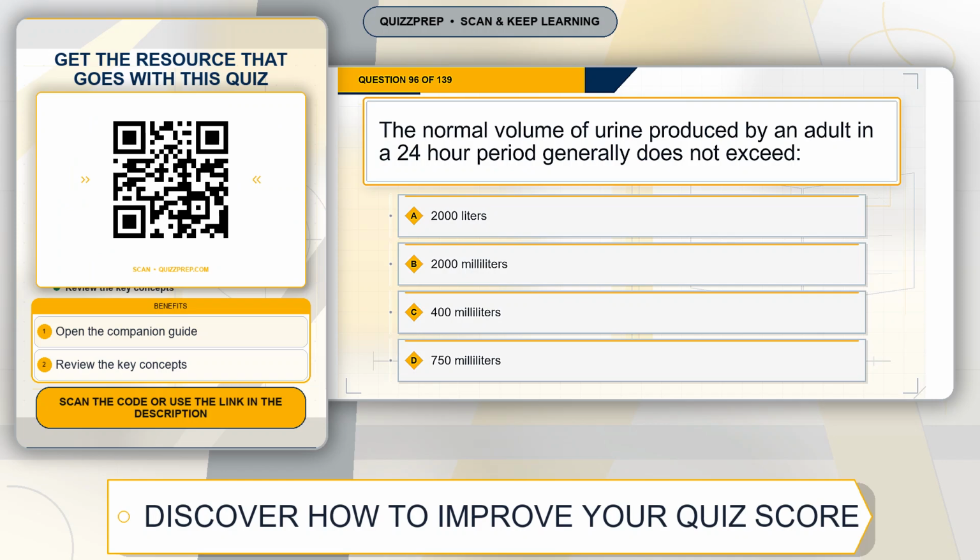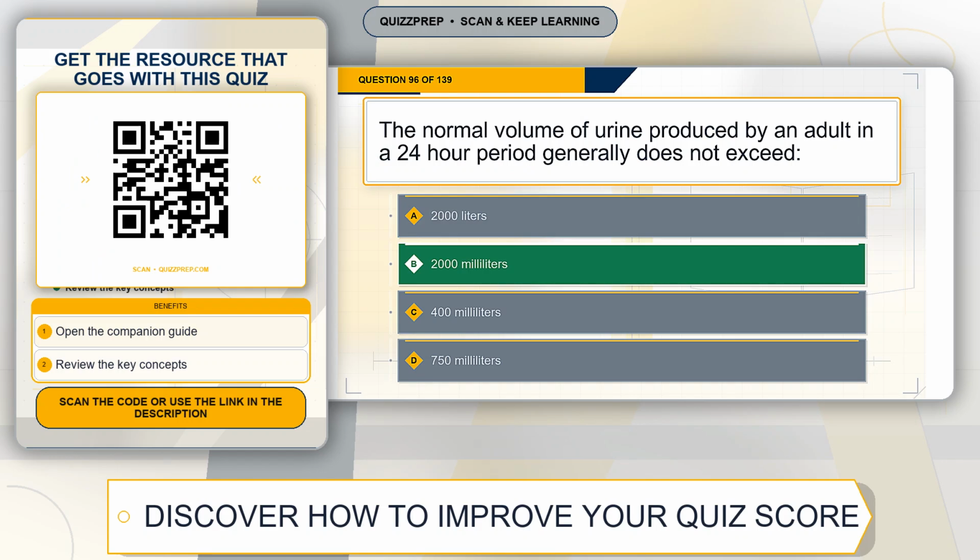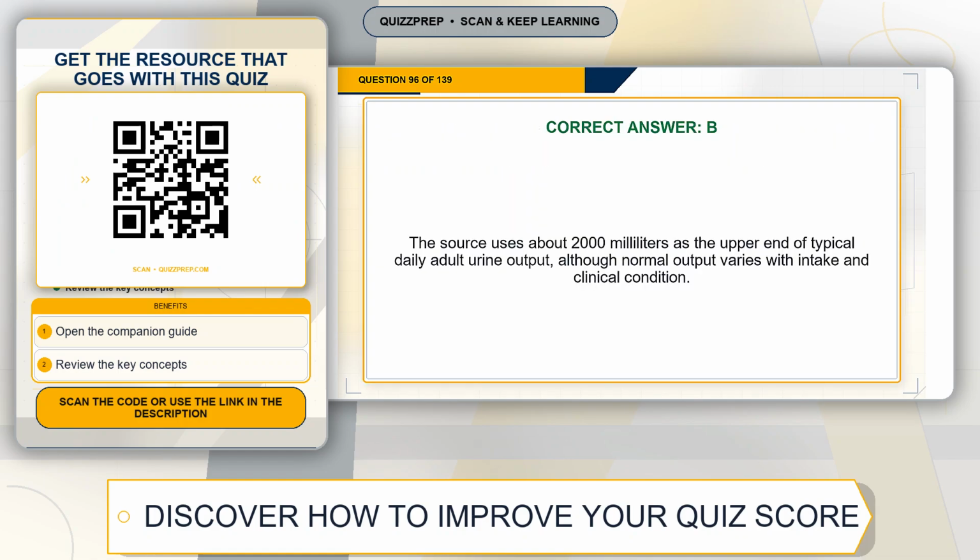Question 96. The normal volume of urine produced by an adult in a 24-hour period generally does not exceed, option A, 2,000 liters, option B, 2,000 milliliters, option C, 400 milliliters, option D, 750 milliliters. The correct answer is option B, 2,000 milliliters. Explanation. The source uses about 2,000 milliliters as the upper end of typical daily adult urine output, although normal output varies with intake and clinical condition.